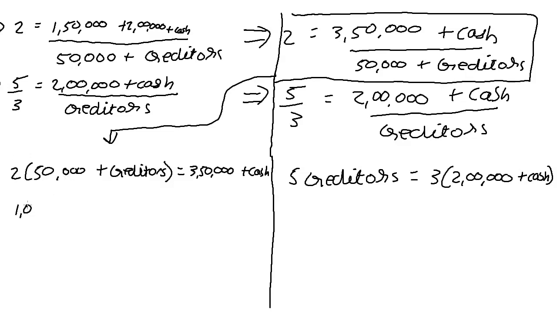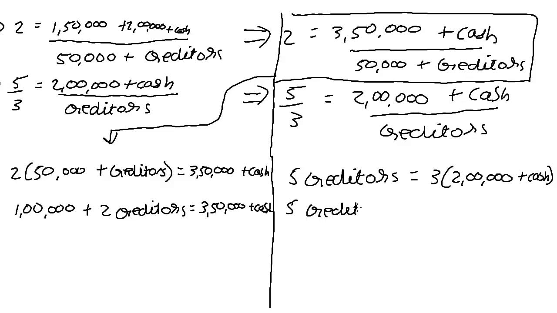So we get 1 lakh plus 2 times creditors is equal to 3,50,000 plus cash. And similarly, over here, 5 times creditors is equal to 6 lakhs plus 3 times cash. Now we can write these one below the other. Let's keep cash and creditors on one side, numbers on the other side.